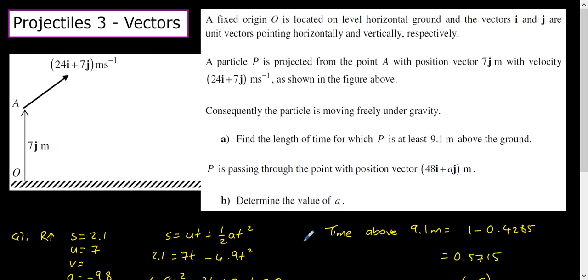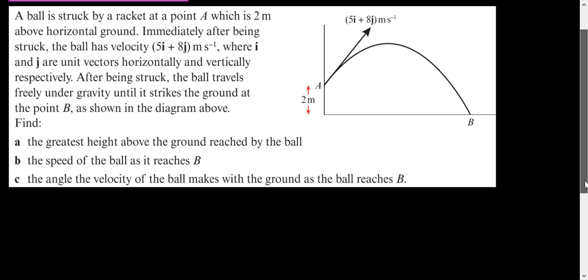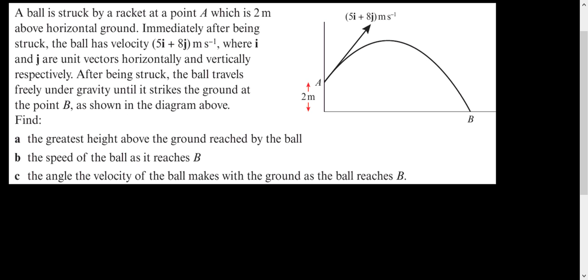Let's have a look at a second example. So another fairly standard projectiles question. A ball struck by a racket 2 meters above the horizontal ground. Immediately after being struck, the ball has this velocity, 5i plus 8j. And then we have our i's and j's defined for us. Then we've got the fact that the ball travels freely under gravity, and then it lands on the ground at B. So far, so standard. You really should be spotting the patterns in these questions now.